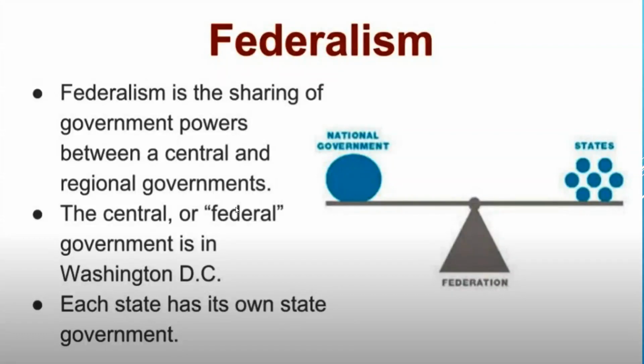Federalism is the next one. This is the basic idea of sharing government powers between central and regional governments. Here in the United States, we have a national government and we have 50 state governments, and they all share a degree of power. Now, the federal government, as you know, is in Washington, D.C., and each state has its own state capital, its own governor, its own legislature, and its own court system.